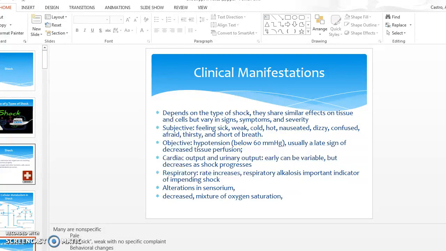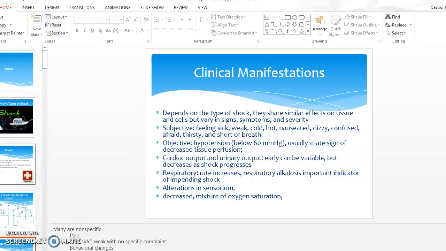So subjective information, meaning things that are patient reported. The patient can report: I'm not feeling good, I'm tired, I'm cold, I'm too hot, I'm very nauseous, I'm dizzy, I'm confused, that sense of impending doom, thirsty, shortness of breath. All of these are symptoms that are associated with the stimulation of the parasympathetic nervous system and a feeling of fight or flight.